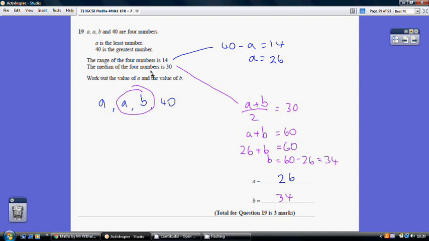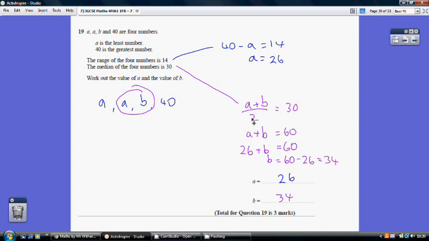Now we're told that the median of the four numbers is 30. Now how do you work out the median? Well, the median is the middle number. Now when you've got an even number of numbers, obviously there isn't an exact number in the middle. So for the median, you work out the mean average of the two middle numbers. So we know that the mean average of A plus B, the two middle numbers, has got to be 30. So A plus B over 2 gives us 30, but we've just worked out that A is 26, so 26 plus B over 2 equals 30.